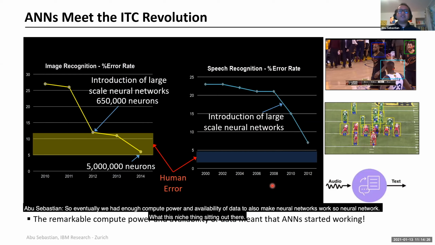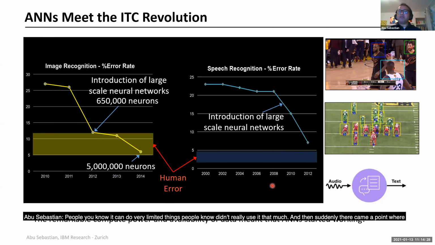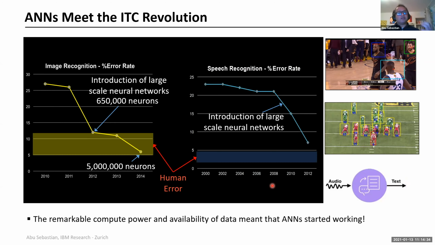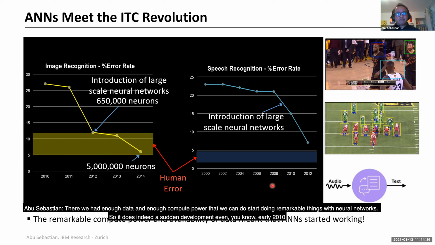So neural networks were this niche thing sitting out there. They could do very limited things. People didn't really use it that much. And then suddenly there came a point where we had enough data and enough compute power that we can start doing remarkable things with neural networks. So it is indeed a sudden development.